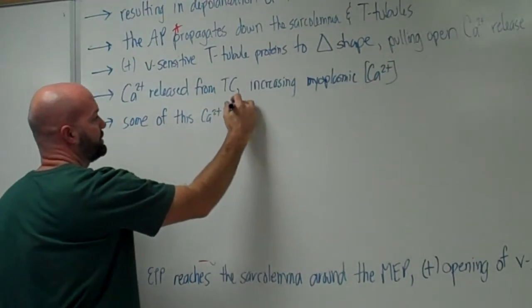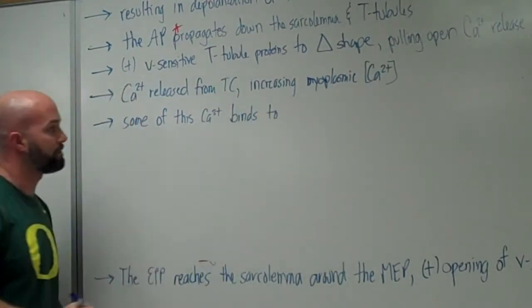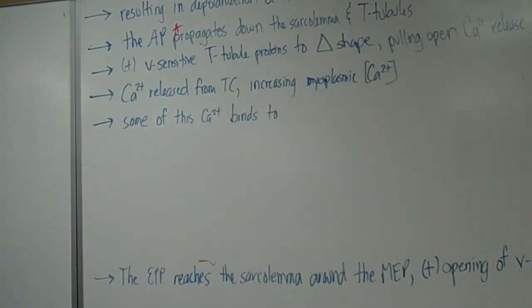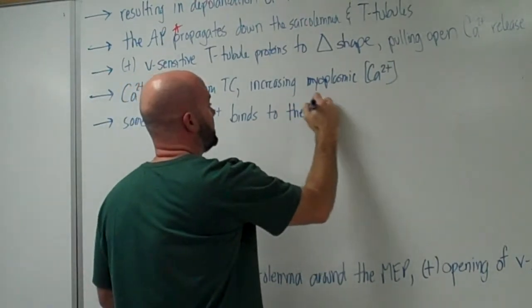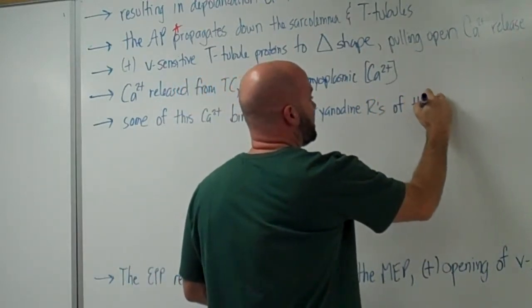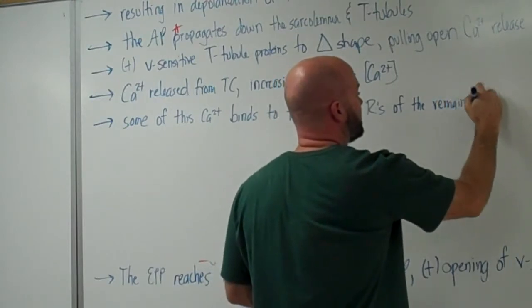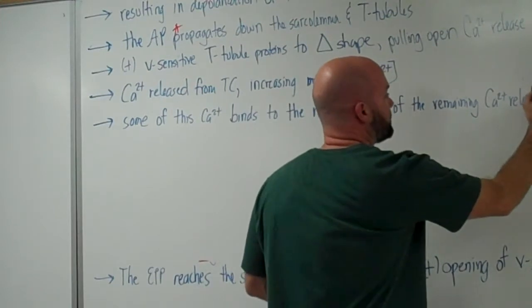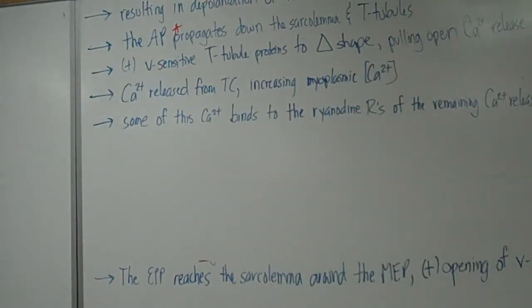So some of this calcium in turn binds to the ryanodine receptors of the remaining calcium release channels. And again, just like at the motor end plate, the receptor, the channel, is one protein. It's one integral protein in the membrane of the terminal cisterna. It's a channel that has a receptor on it. It is called ryanodine receptor, and the channel is the calcium release channel. So we're talking about one protein.